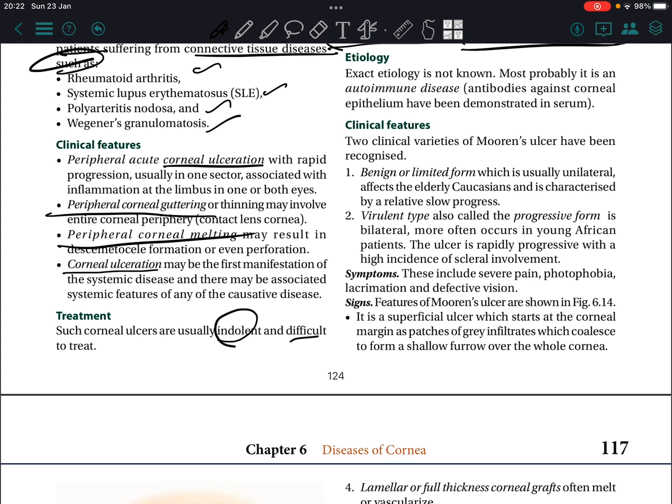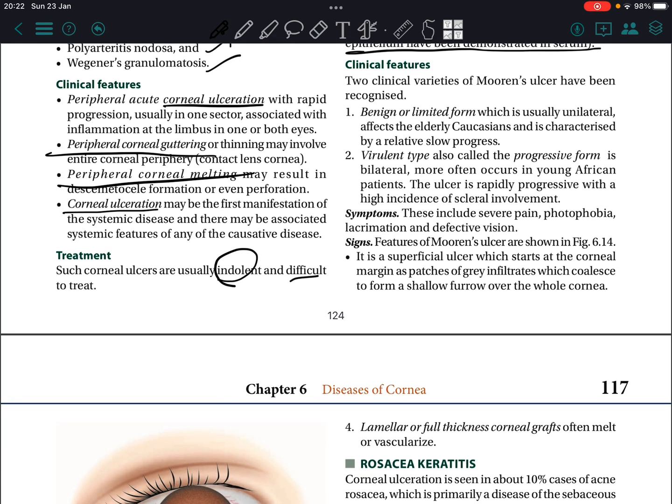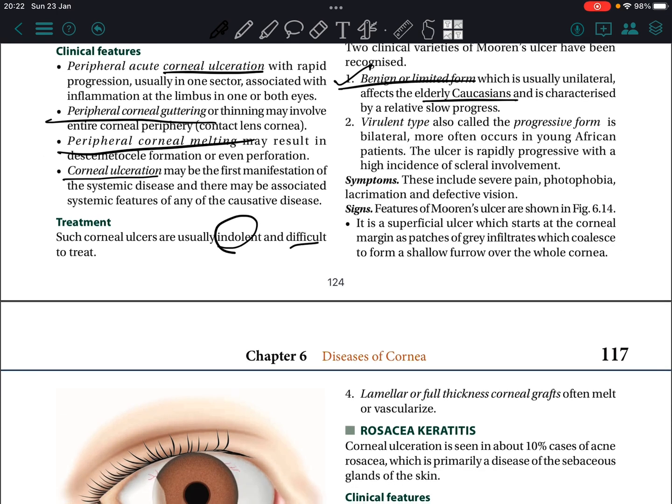Etiology. The exact etiology is not known. Most probably it is an autoimmune disease. Antibodies against corneal epithelium have been demonstrated in serum. Clinical features. Two clinical types of Mooren's ulcer have been recognized. Benign or limited form, which is usually unilateral, affects elderly Caucasians and is related to slow progress. Virulent type, also called progressive form, is bilateral and more often occurs in young African patients.